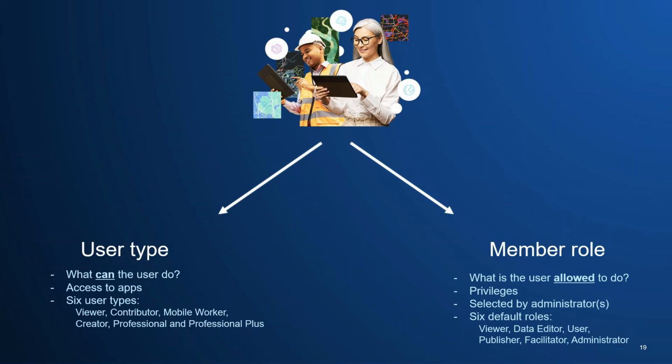And then there is the member role. It will determine what the user is allowed to do in these applications and what privileges he will get. This role is determined by the administrators of the organization, where they can choose to put together their own set of privileges by creating a custom role, or choose one of the 6 standard roles: the viewer, the data editor, the user, the publisher, the facilitator, or the administrator.